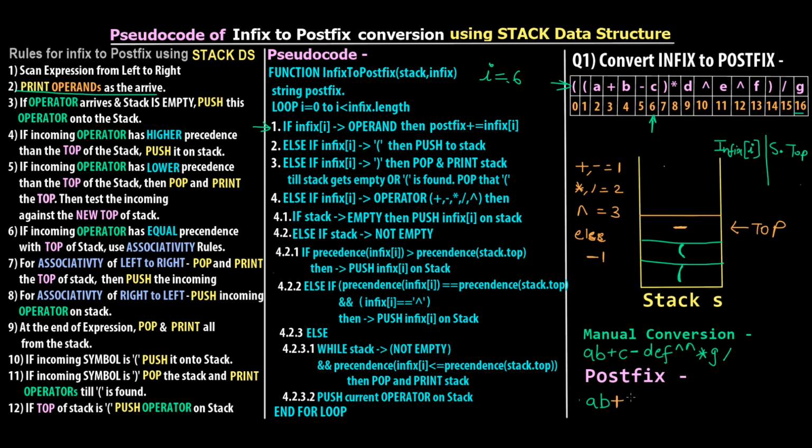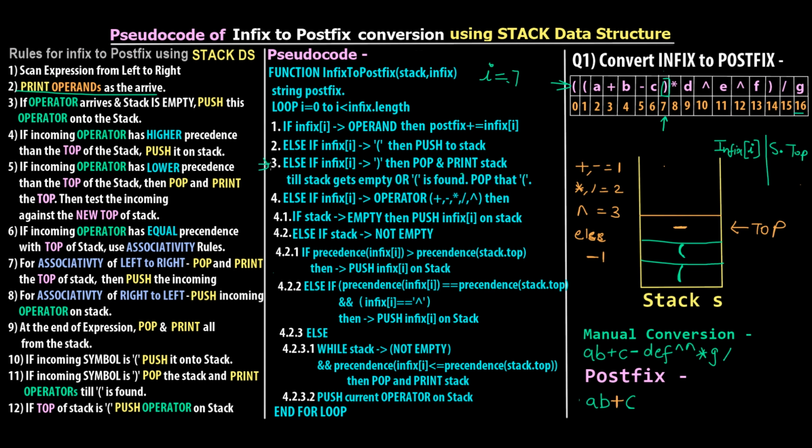So C I'll just write as it is. Let's quickly move forward. Now we are getting a hang of it. Now I will become 7. Now 7 is a closing bracket, right? 7 infix of I is a closing bracket, you can see. So for that we have condition 3.